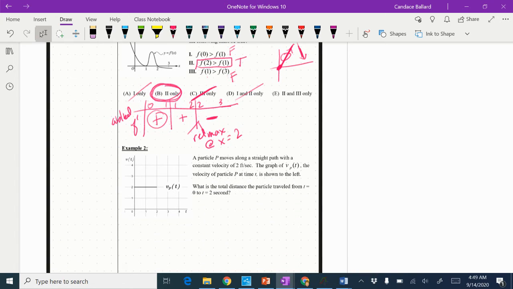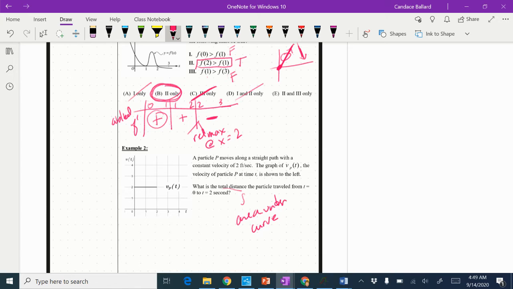All right, let's look at example 2. A particle P moves along a straight path with a constant velocity of 2 feet per second. The graph of v of t, the velocity of the particle P at time t, is shown to the left. What is the total distance the particle traveled from t equals 0 to 2 seconds? Now, you guys have experience with this. This is kind of an intro lesson. We know that to get total distance, we would have to do some kind of integration process. But remember, integration is the area under the curve, which is a good reminder. That's why we're doing some of these early lessons.